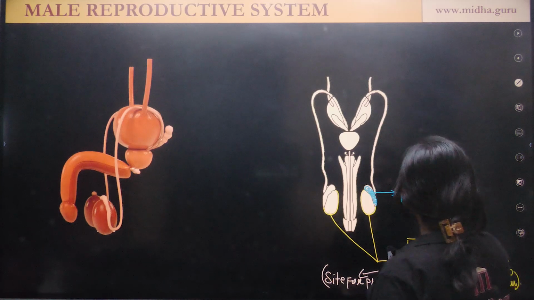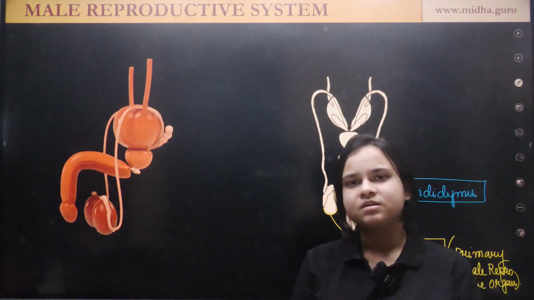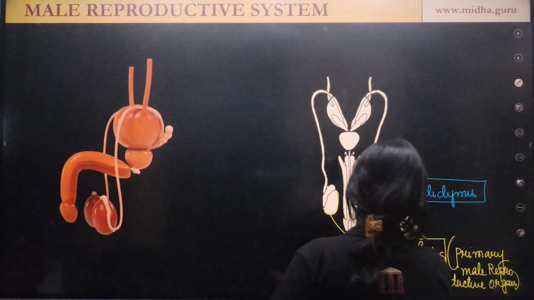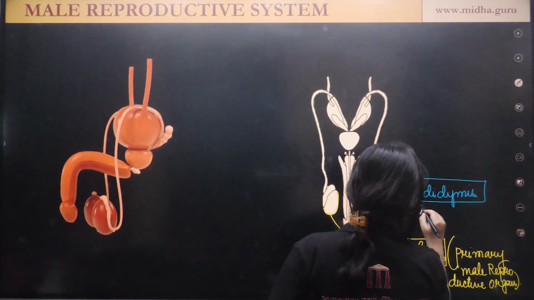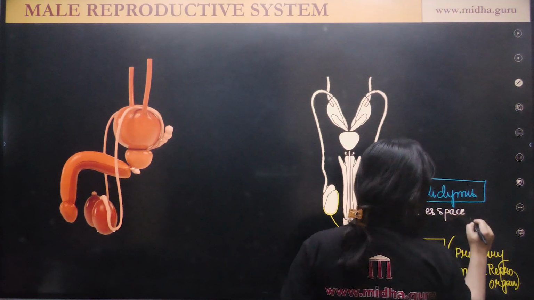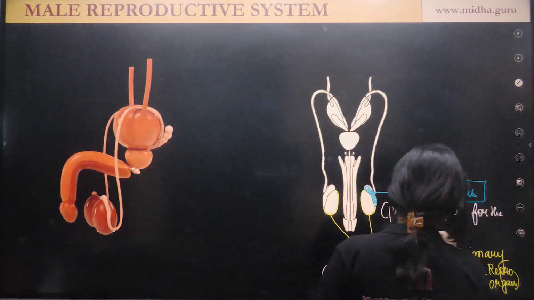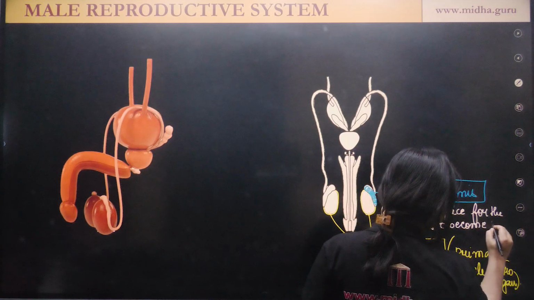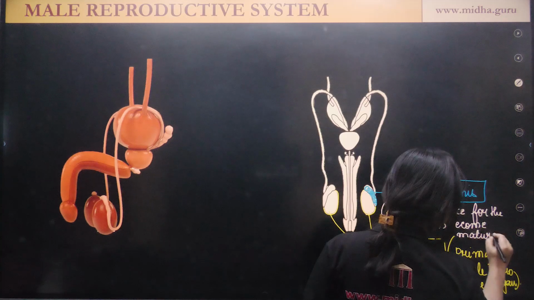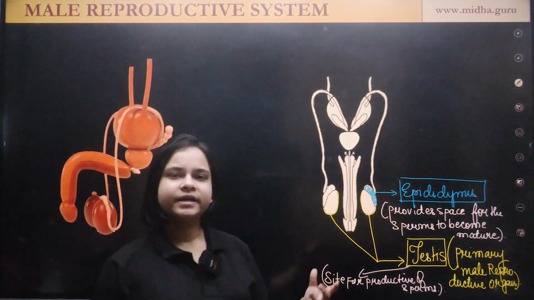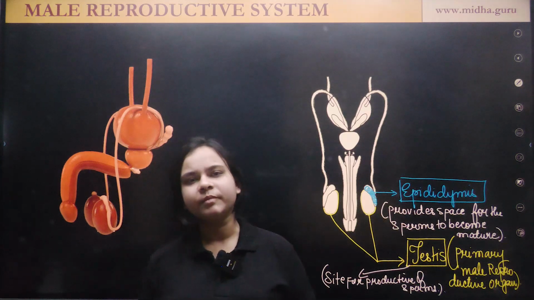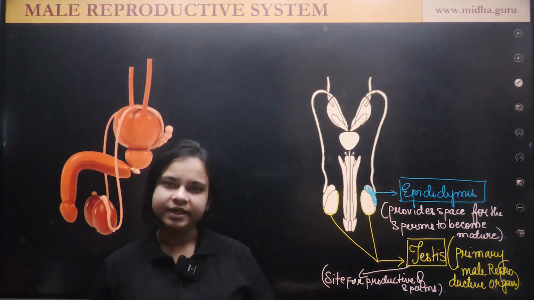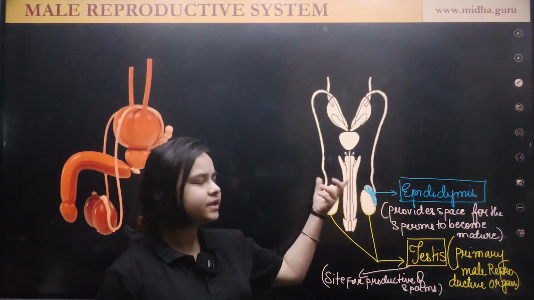The main function of the epididymis is to provide a space for the sperms to become mature. What it actually does is improve the motility of the sperm, that is the swimming and lashing movements of the sperm. Now once the sperm is produced and has matured, it is destined to get transported.